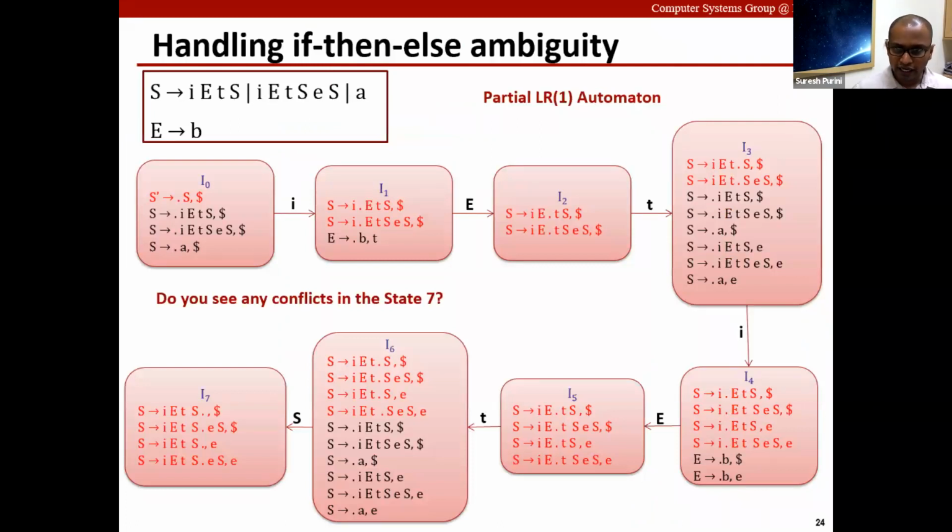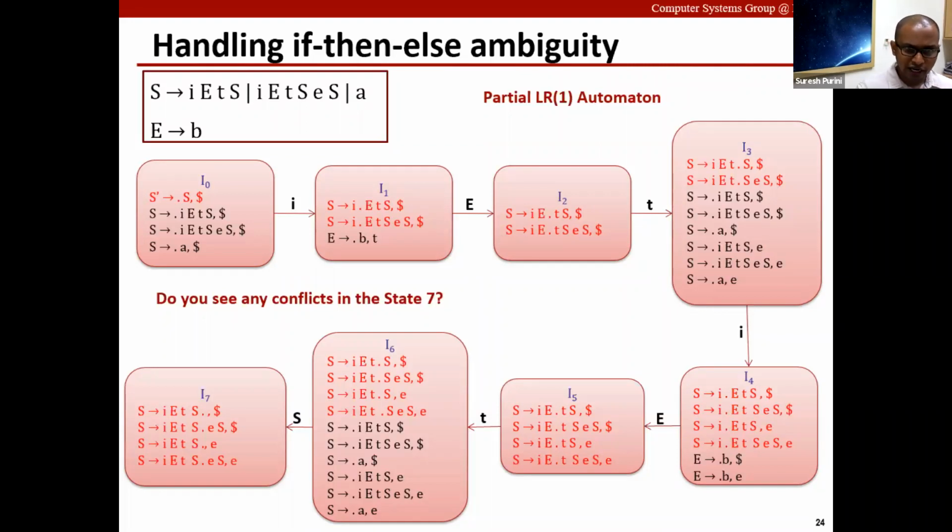So here again, if you take this example, this is the if-then-else ambiguity that we have. This is again a partial LR1 automaton for this grammar, and this grammar captures the if-then-else ambiguity. That is, the else should match to which if part.